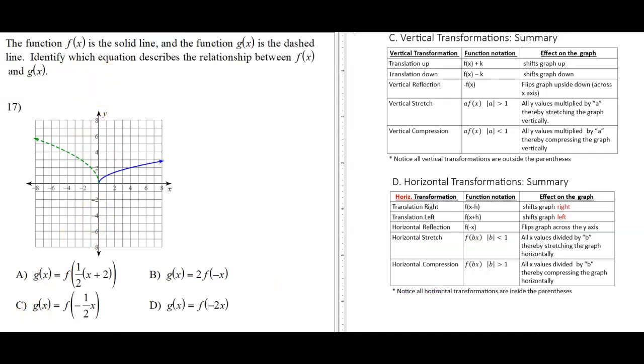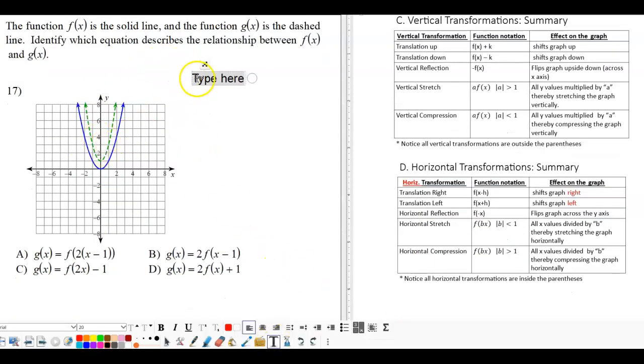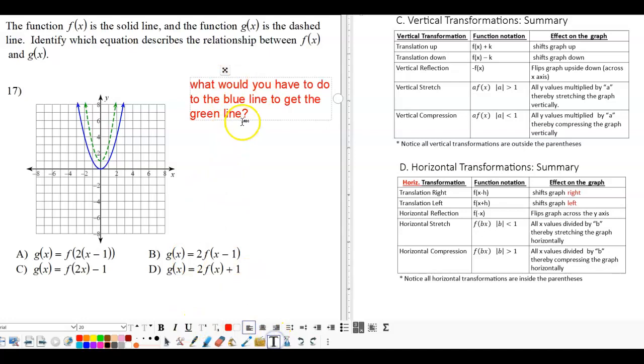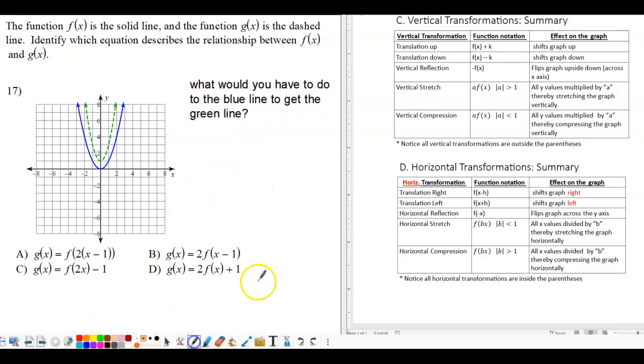All right, so back to this question here. All right, I changed the question, like that last one. It presents some issues. So, but anyway, let's look at this. We're reinterpreting the instructions as, what would you have to do to the blue line to get the green line? Okay, so that's how we're going to be interpreting that. All right, so what would we have to do to it?